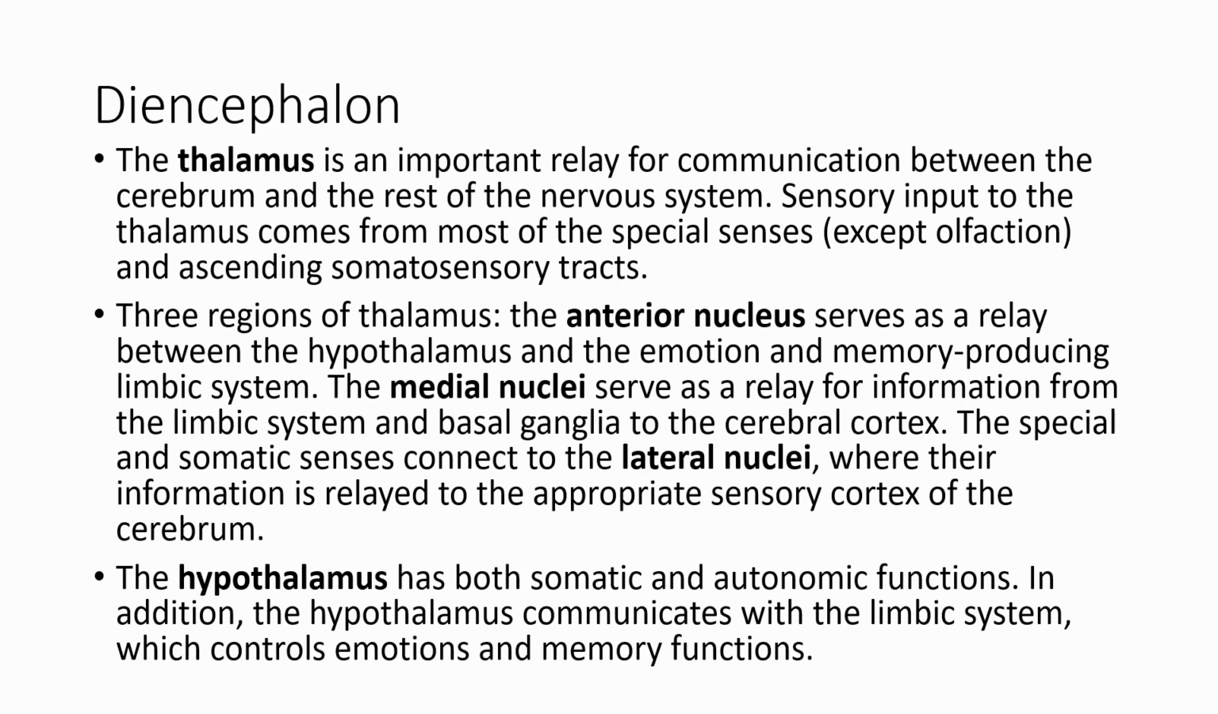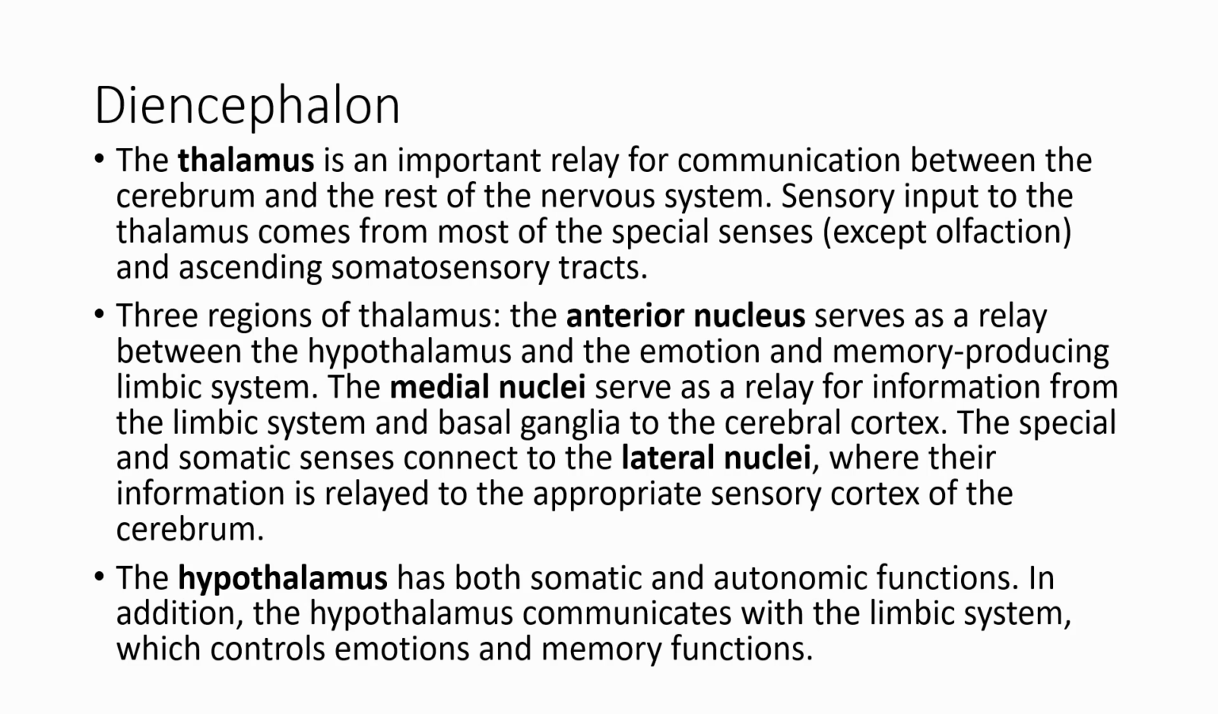So let's take a deeper look at the thalamus quickly. There are three major regions to the thalamus: the anterior nucleus, the medial nuclei, and the lateral nuclei. The anterior nucleus is going to be a relay between the hypothalamus and the limbic system, which is involved with memory and emotion. The medial nuclei serve as a relay between the limbic system and the basal ganglia of the cerebral cortex. And then your special and somatic senses connect through the lateral nuclei, where they get relayed to the appropriate sensory cortex in the cerebrum.